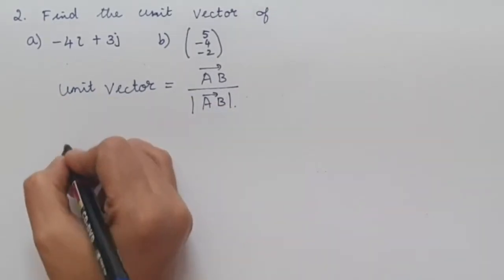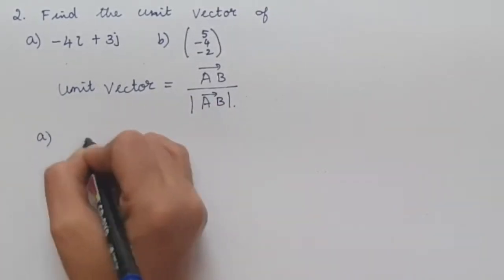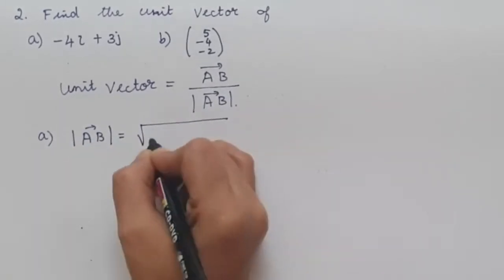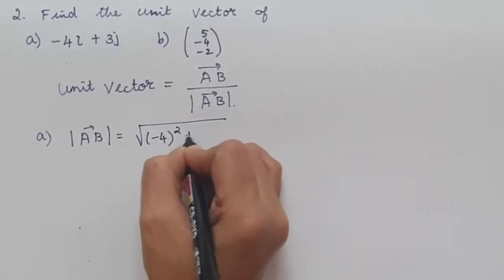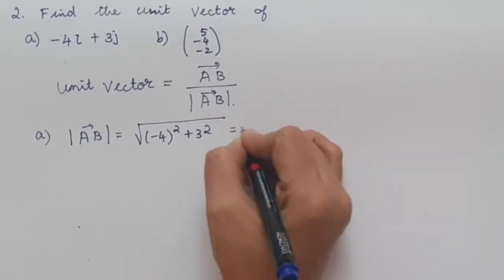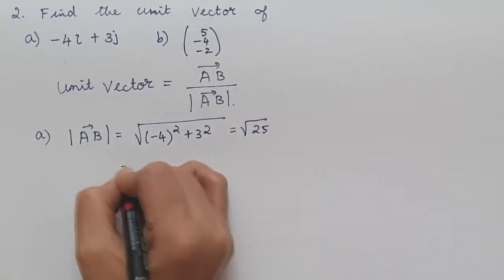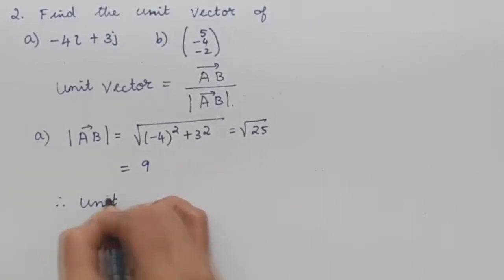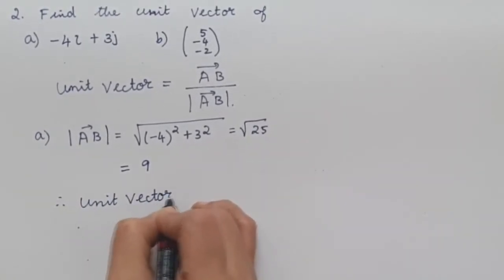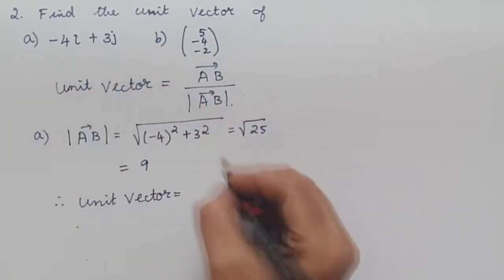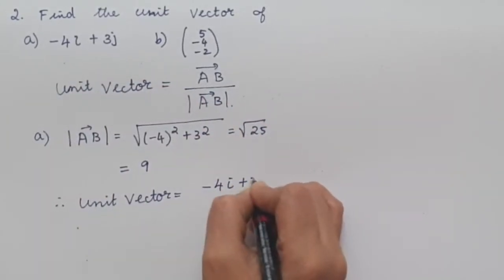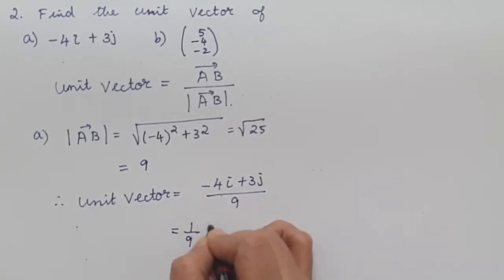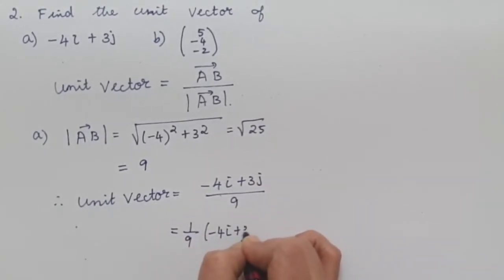So first let us find the magnitude for the A part. Let us find the magnitude of the vector AB, that is nothing but the length of the vector: minus 4 square plus 3 square. So this will be equal to square root of 25, so it will be equal to 5. Therefore, our unit vector will be equal to the vector itself, minus 4i plus 3j, divided by 5. We can write it as 1 over 5 into minus 4i plus 3j.